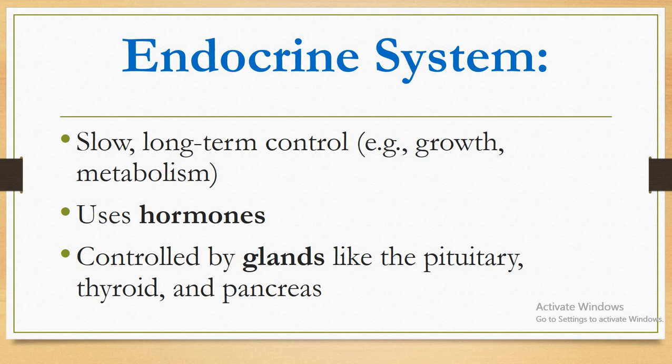Endocrine system. Slow, long-term control, e.g., growth, metabolism. Uses hormones controlled by glands like the pituitary, thyroid, and pancreas.